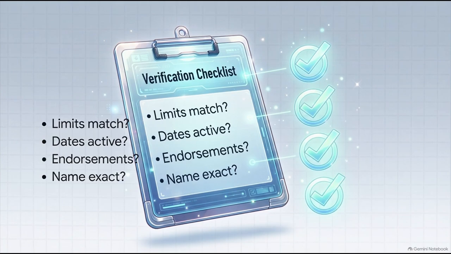And if not, is there a robust system in place to get a renewal certificate later? Number 3. Are the required endorsements, like additional insured, actually attached to the policy, not just typed in the description box? And number 4, is the certificate holder's legal name spelled perfectly? Check these 4 boxes every single time, and you ensure airtight compliance.